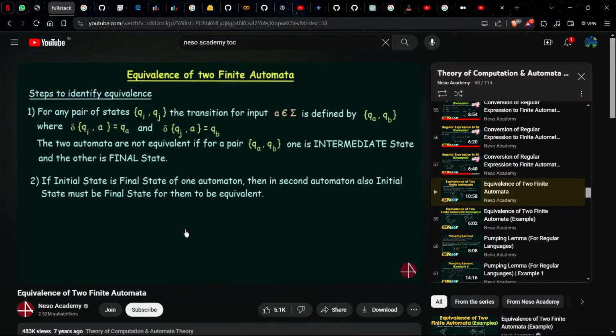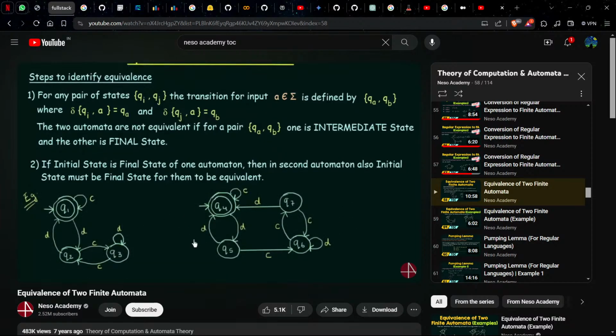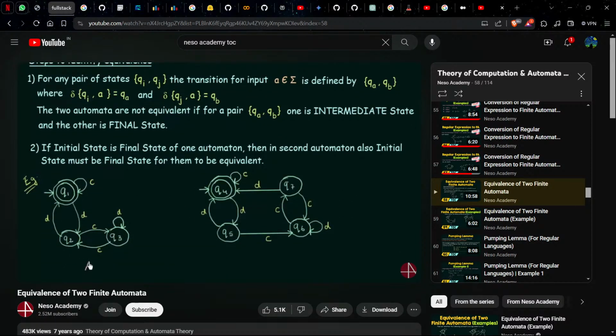So let's take a simple example to understand this in a better way. Okay, so here we have an example where we have two automata. This is the first automata and this is the second automata. So let me call them by names. Let me say that this is automata A and this is automata B.